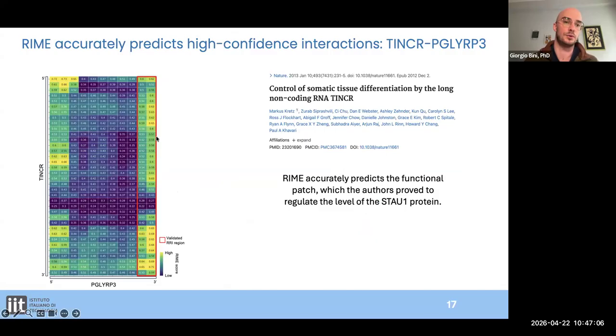We then moved to some targeted pull-down experiments. So here, the authors were interested in the long non-coding RNA TINCR, and what they observed in the experimental detection is that this validated interaction proved to regulate the level of the TAU1 protein. And interestingly, RIME correctly identifies this interacting patch, suggesting that the tool is also able to detect functional RNA-RNA interactions.